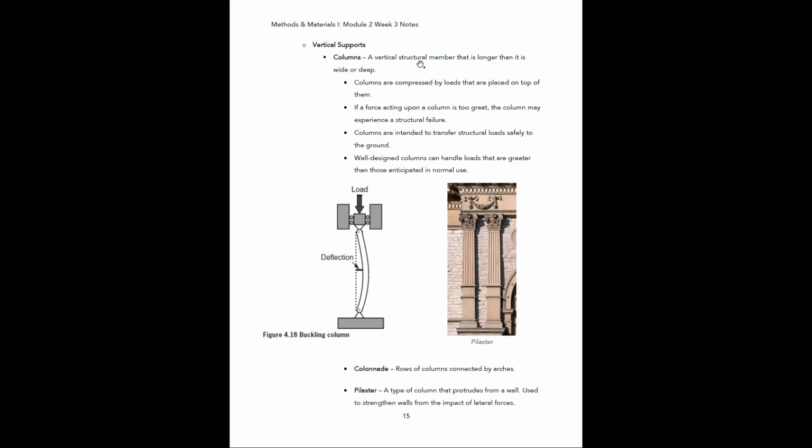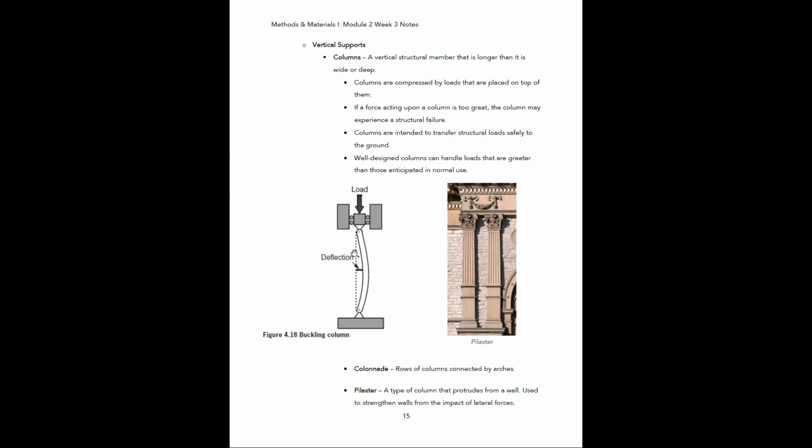Vertical supports. So columns, these are vertical structural members that are longer than they are wide or deep. Columns are compressed by loads that are placed on top of them. If a force acting upon a column is too great, the column may experience a structural failure. Okay, so you can see just like a beam, as a load is coming down on top of this column, we can get some deflection in here.